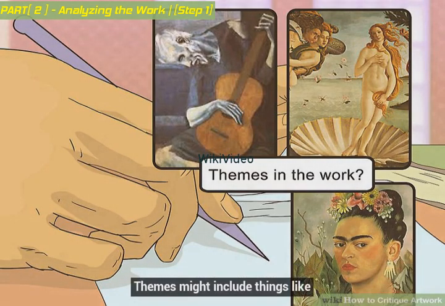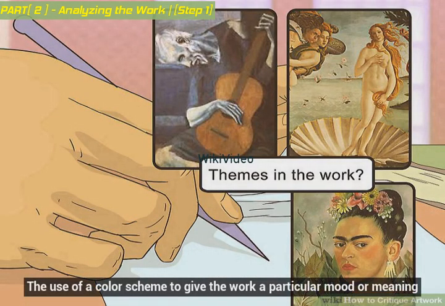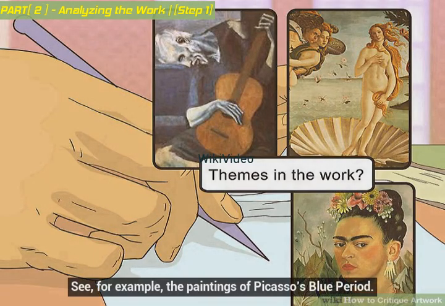Themes might include things like the use of a color scheme to give the work a particular mood or meaning. See, for example, the paintings of Picasso's Blue Period.